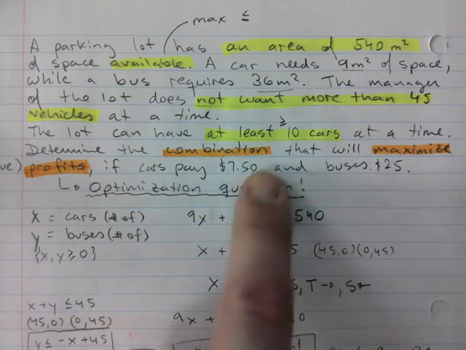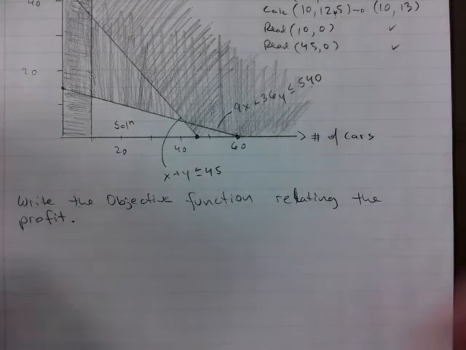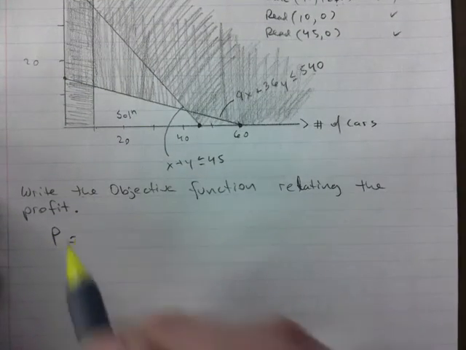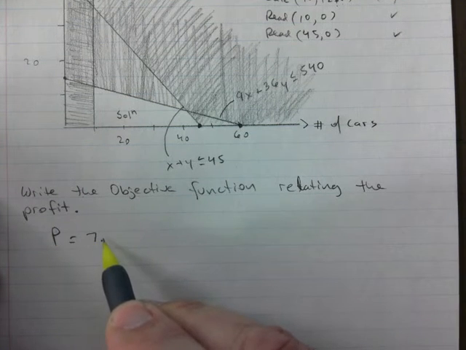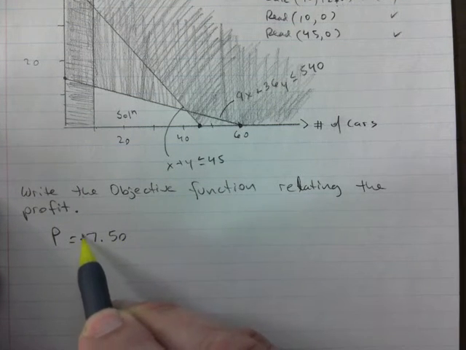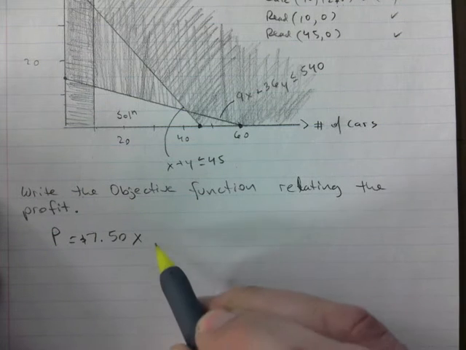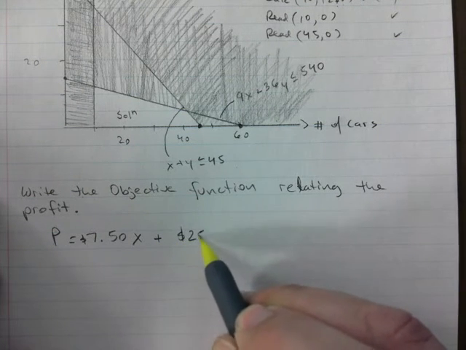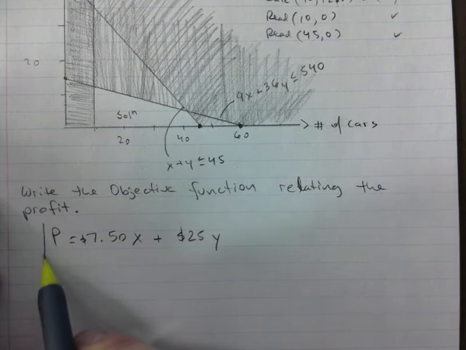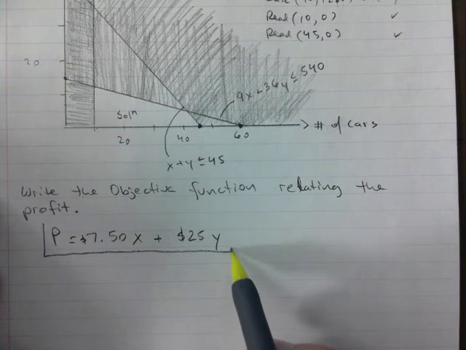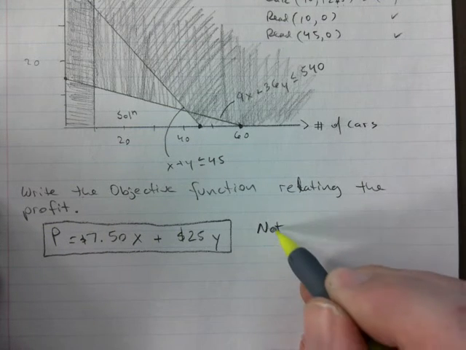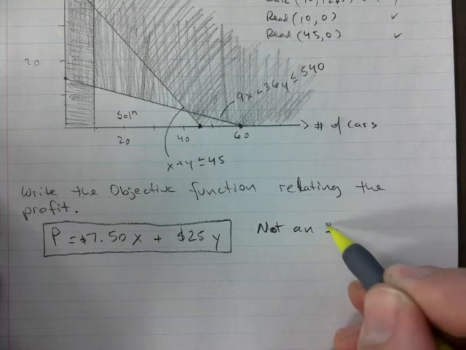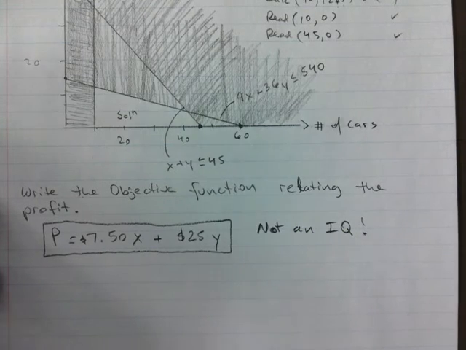So these two coefficients, I'm going to borrow them, take them with me and say that profit, you can choose the letter you like. It doesn't matter. But it's usually a capital letter, and then it's really you're making 750. You can have dollar signs if you want. 750 for every car and $25 for every bus. This is the objective function that relates the profit, right? Not an inequality, right? Make sure you understand that.